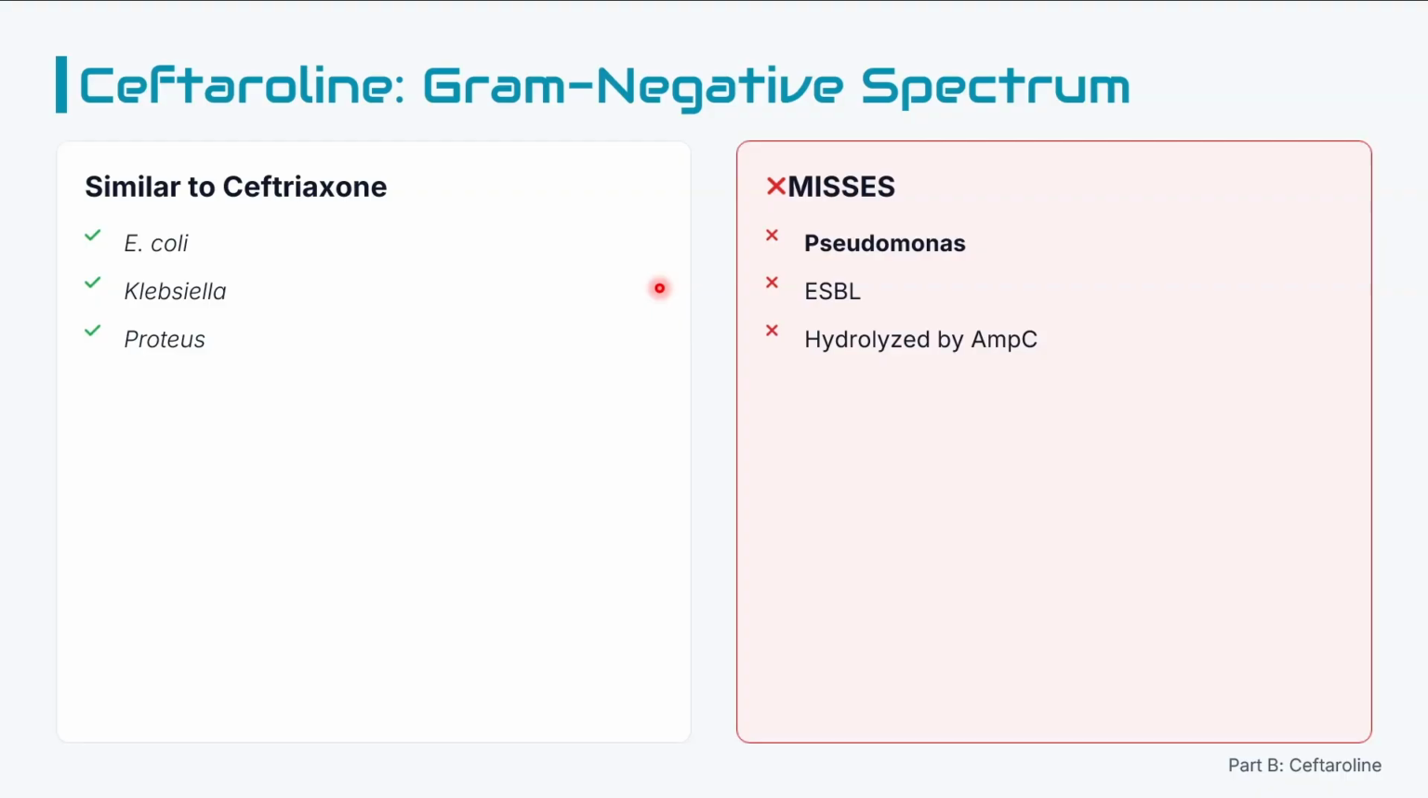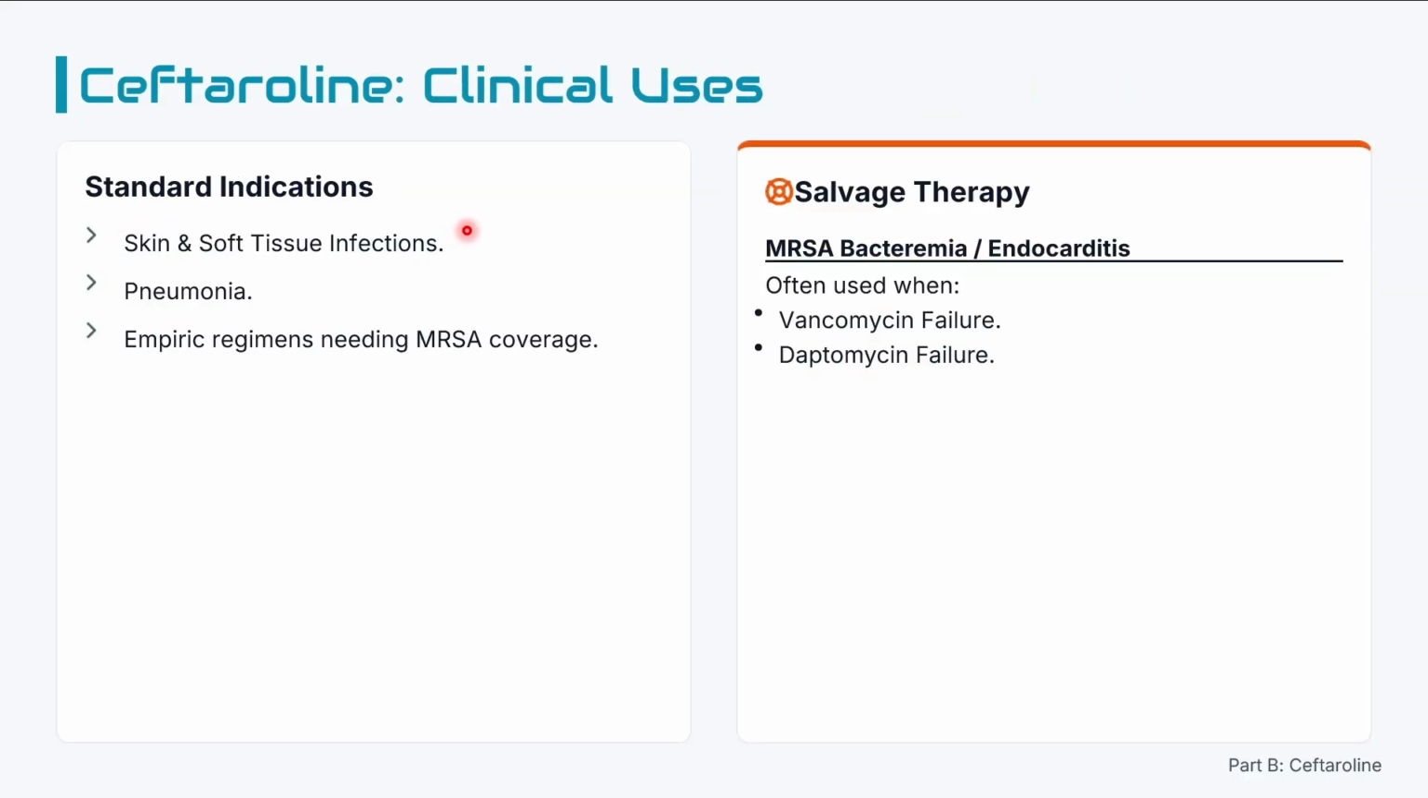Ceftaroline gram-negative spectrum: it misses most organisms, so it cannot be given for ESBL organisms. It is the most important disadvantage of this group of drugs. It is hydrolyzed by AmpC group of organisms also, so it cannot be given for AmpC producers. Cannot be given for Pseudomonas. So in these cases, Cefepime gets the upper hand. Similar to ceftriaxone, it covers E. coli, Klebsiella, and Proteus.